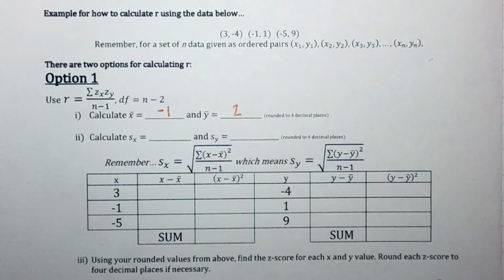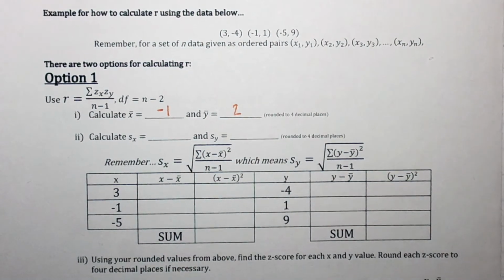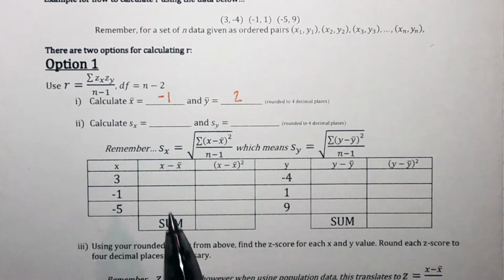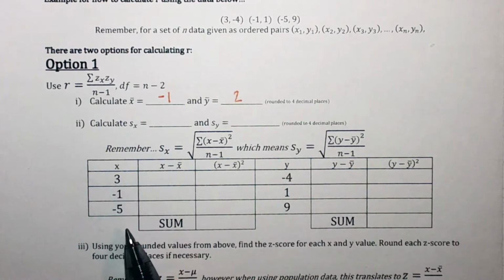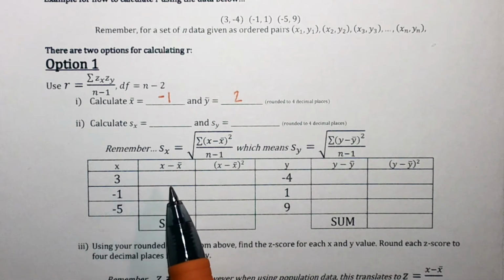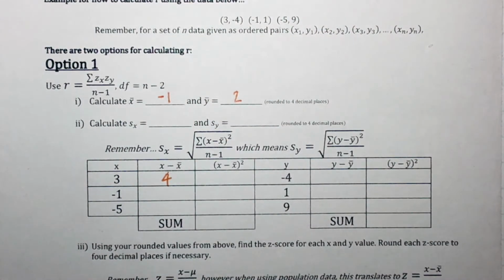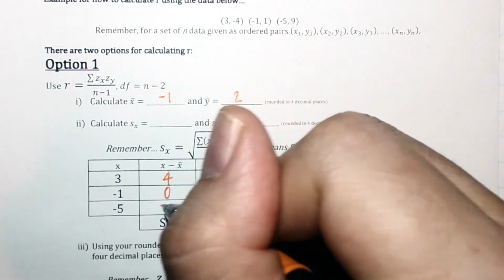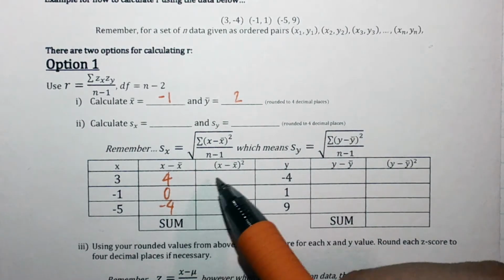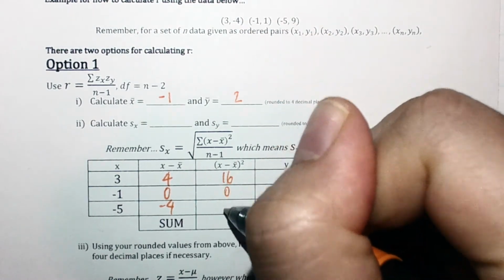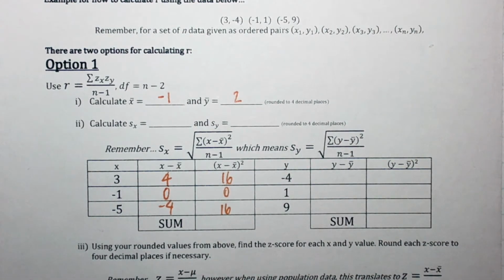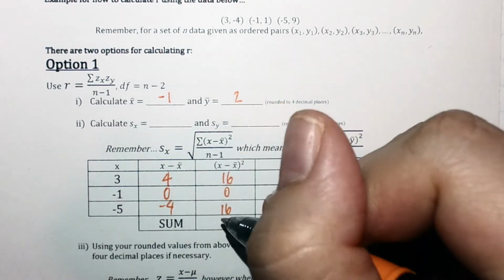In order to calculate the standard deviations of x and y, I'm going to go through several steps here. So first, we want to calculate x minus x bar for each x value. So we've pulled all the x values down here. 3 minus -1 would be 4. -1 minus -1 is 0. -5 minus -1 is -4. Then I'm going to square each of those. So I have 16, 0, and 16. Remember, you square the negative sign. And then I add them all the way down, 32.